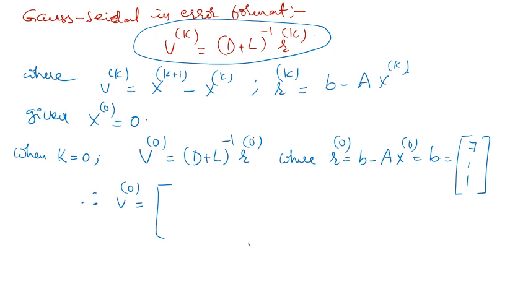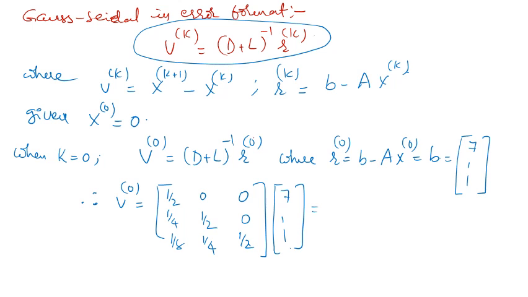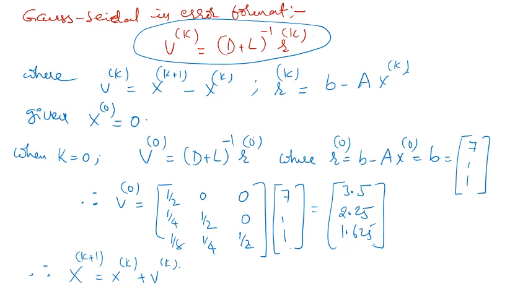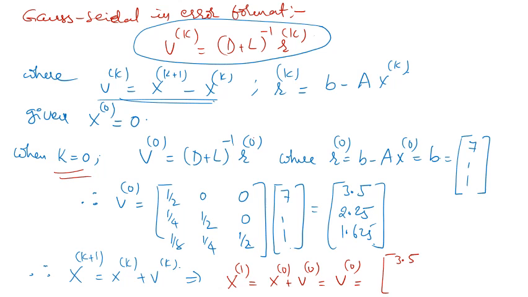Therefore what is v0? (D plus L) whole inverse is [1/2, 0, 0; 1/4, 1/2, 0; 1/8, 1/4, 1/2], and r0 is [7, 11, 1]. So this value is 3.5, 2.25, 1.625. Therefore xk+1 equals xk plus vk. This implies the first x1, when k equals 0, x1 equals x0 plus v0. Since x0 is 0, x1 is 3.5, 2.25, 1.625. Okay, x1 is over.